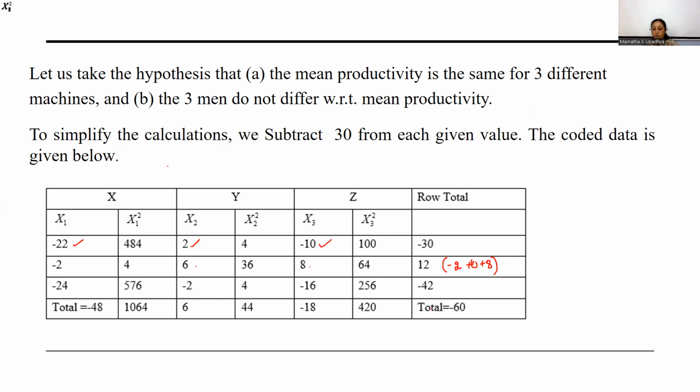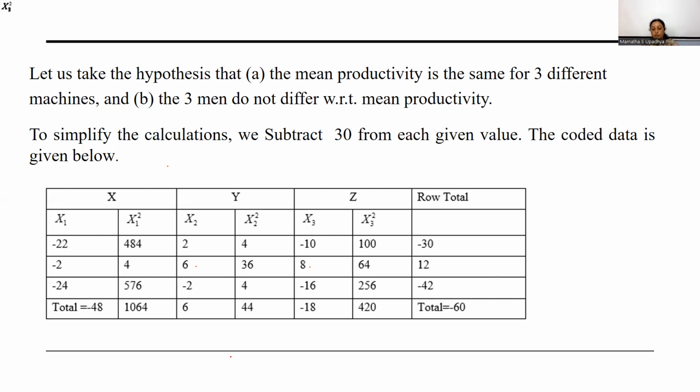So similarly, the third row total is minus 42. How do I get minus 42? I need to sum minus 24, so here x3, x1 sample minus 24, and then x2 sample, which is minus 2, and then adding the x3 sample, which is minus 16, which comes under the third row. So adding all this data, I'll be getting it as minus 42. So this is how we have to construct the table initially so that it becomes easier for the next procedure.